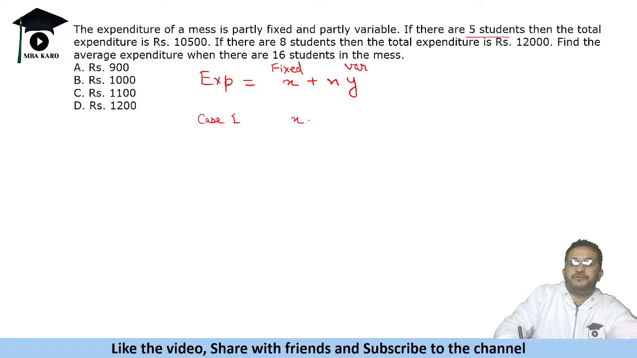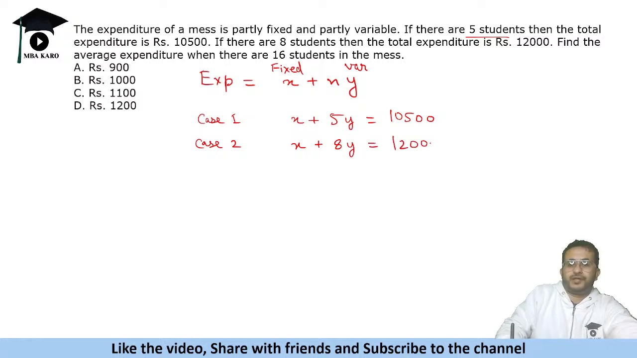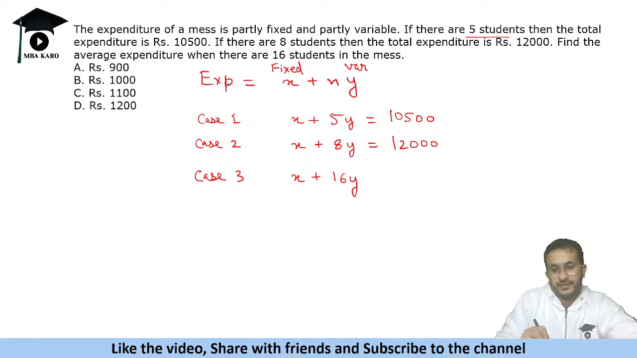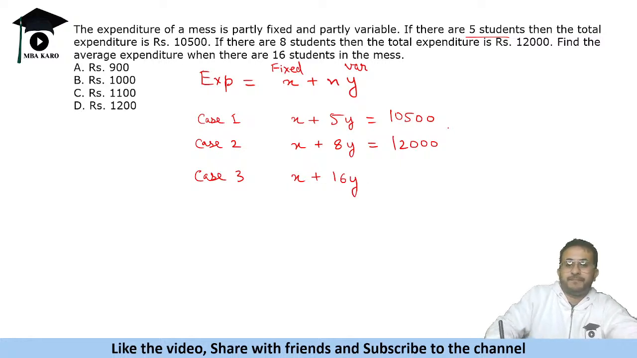So fixed will be x only, and it is x plus 5y is 10,500. Second case, x plus 8y, the total expenditure is 12,000. And the third case we need to find, where we have x plus 16y. Okay. Now if you see this, there is a difference of 3y. 3y is 1500. So y is 500.